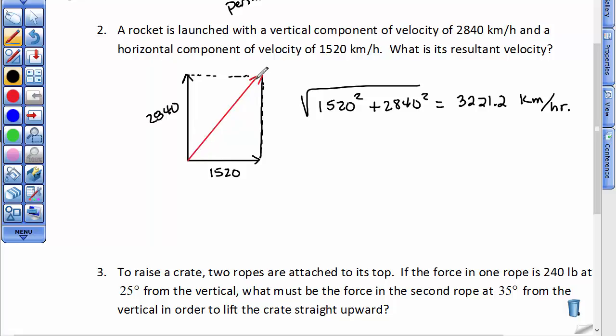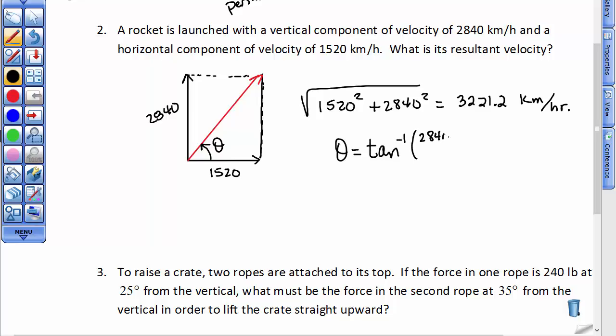So it's actually traveling this way with a horizontal component of 1520 and a vertical component of 2840. I still need to find this angle theta. So theta is found by taking the inverse tangent. So please notice a lot of Pythagorean Theorem and a lot of tangent.